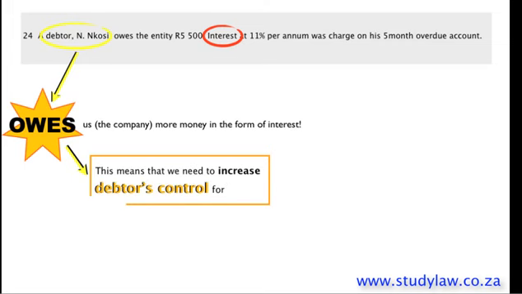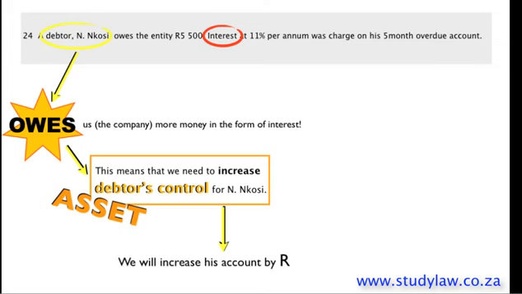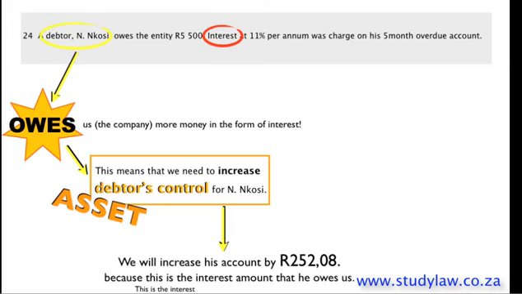This means that we need to increase debtor's control for N Corsi because as our debtor, he now owes us more money. Debtor's control is an asset, and our asset is now increasing. We will increase his account by 252 Rand and 8 cents because this is the interest amount that he owes us. Remember, this is the interest amount that we have just calculated.